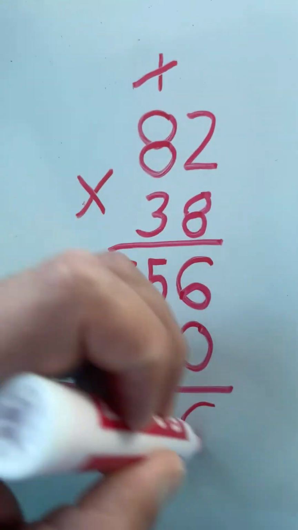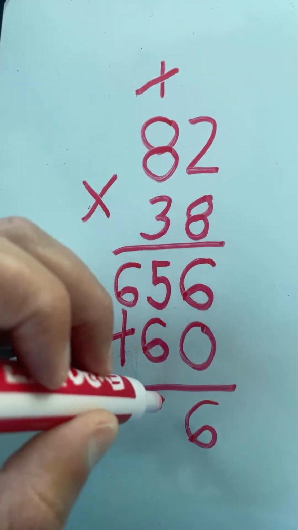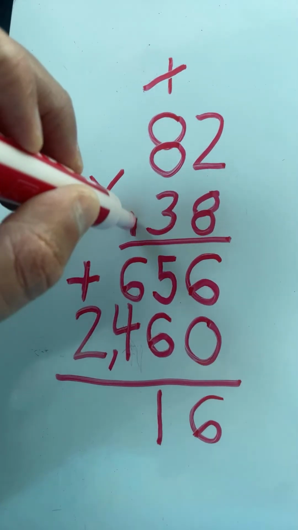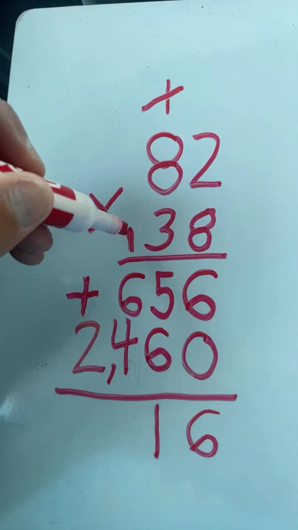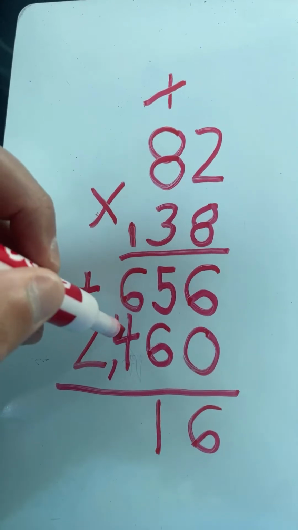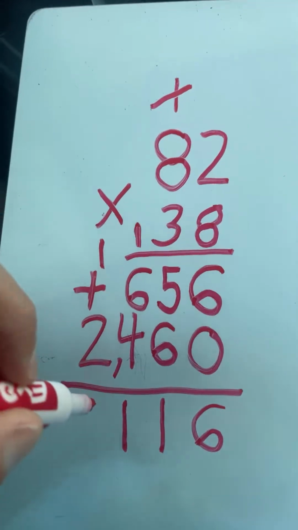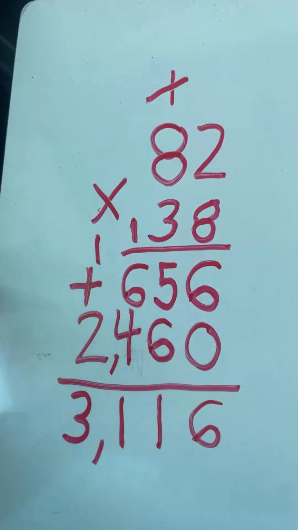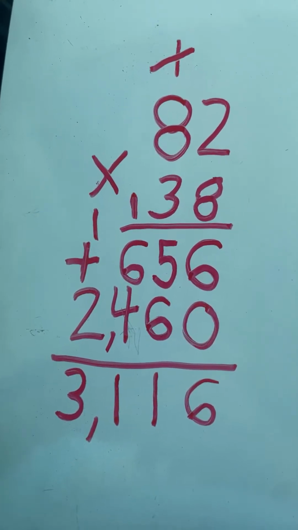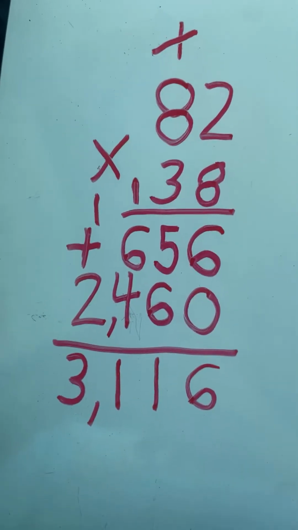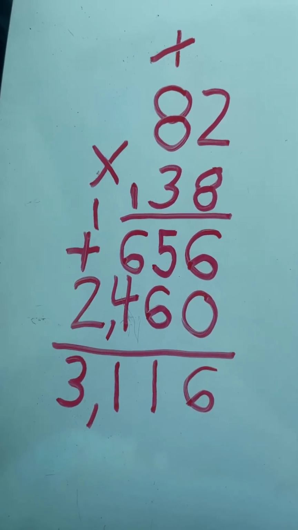6 plus 0 equals 6. 5 plus 6 equals 11. 1, carry the 1. 1 plus 6 equals 7. Plus 4 equals 11. Again, 1, carry the 1. 1 plus 2 equals 3. And we have our final answer, 82 times 38 equals 3,116.